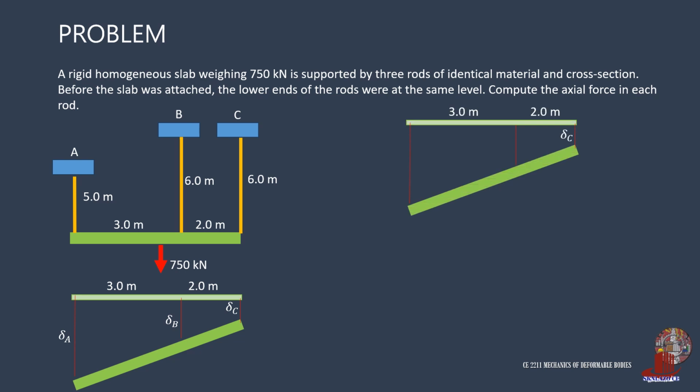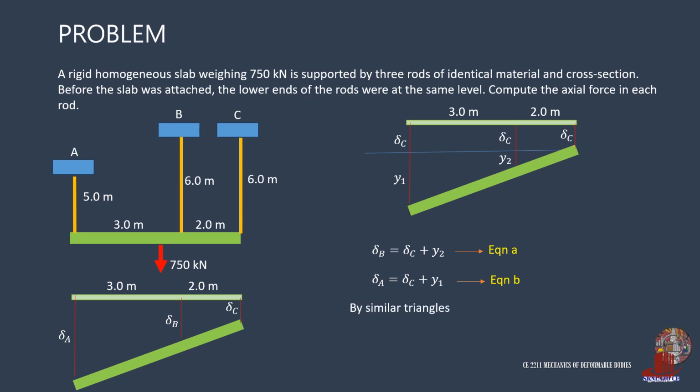Draw a line from the smallest deformation, then convert the other deformations. By doing this, we create a triangle which we can use for ratio and proportionality. Deformation of B is then converted into deformation of C plus y sub 2. Take this as equation A. Deformation of A is then deformation of C plus y sub 1. Label this as equation B.